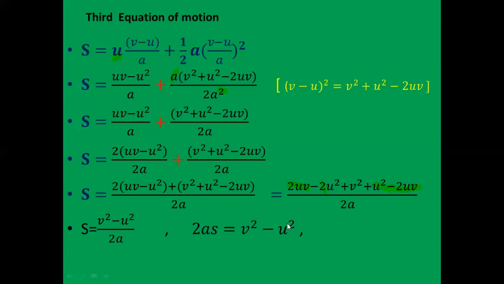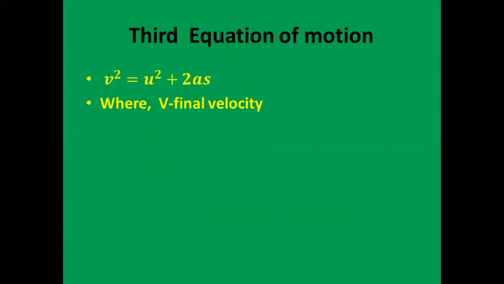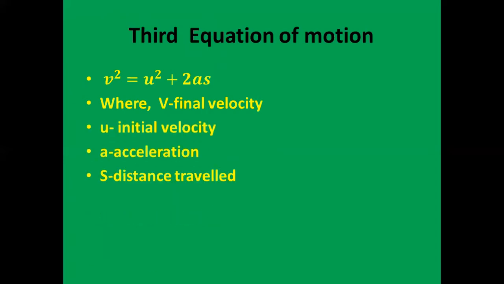So here we are making an equation for final velocity v. So it becomes v square is equal to u square plus 2as. This is known as the third equation of motion. V square is equal to u square plus 2as is the third equation of motion, where v is the final velocity, u is the initial velocity, a is the acceleration and s is the distance traveled by the body.